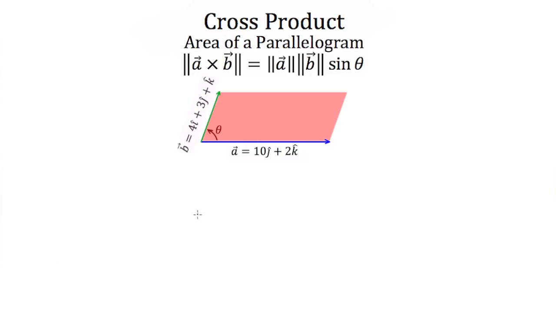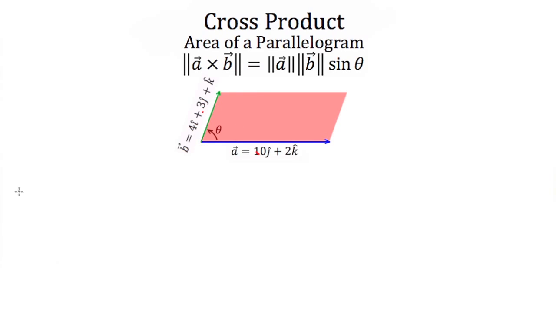So let's use the cross product to find the area of this parallelogram. Here I don't know the angle in between, I don't know the length of each side, but I'm given vectors that create the dimensions of this parallelogram, vector A and vector B. Now instead of using the two sides and the sine of my angle, I'm just going to find the cross product of these two vectors, and then I'll find the magnitude of that cross product.